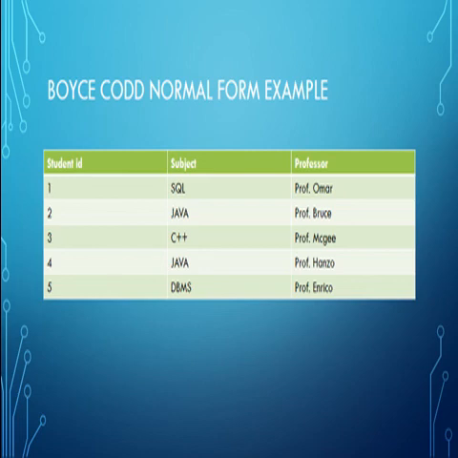Why? As you can see, student ID and subject form the primary key, which means that the subject column is a prime attribute. But there is one more dependency. That is the professor depending on the subject column. And while subject is a prime attribute, professor is a non-prime attribute, which is not allowed by Boyce-Codd normal form.